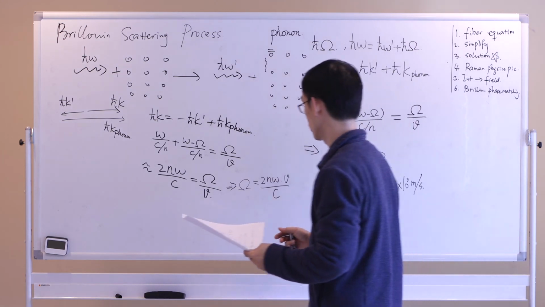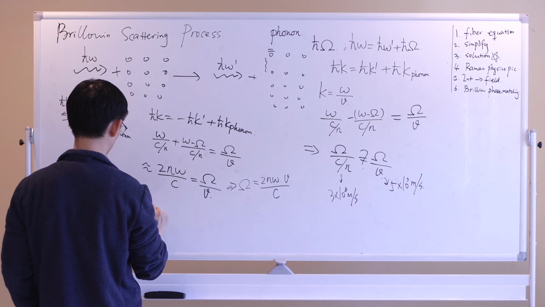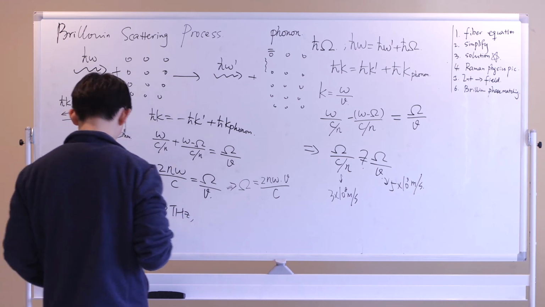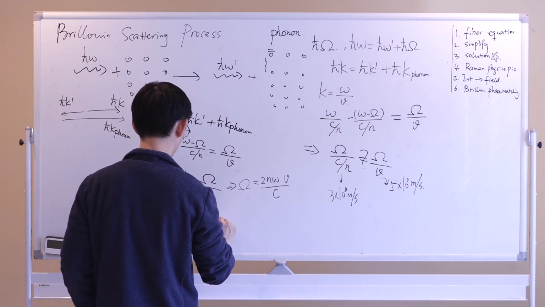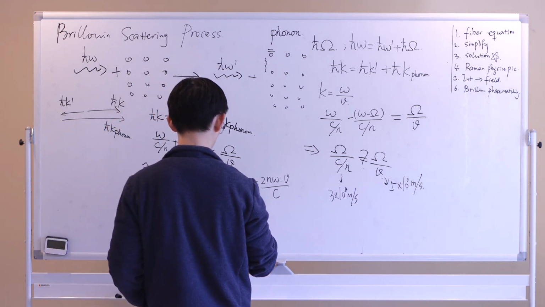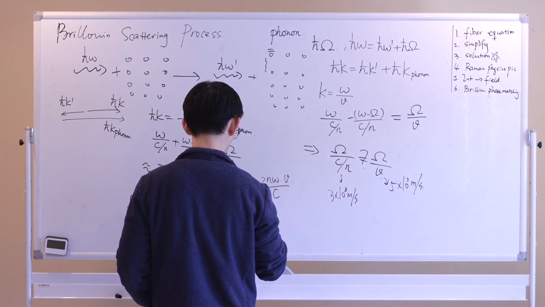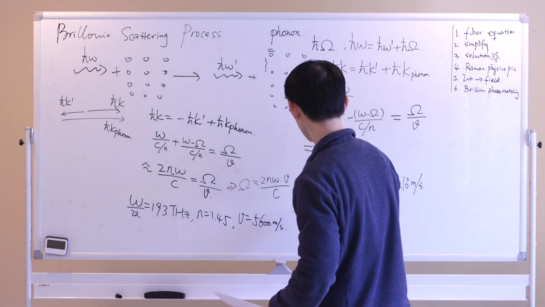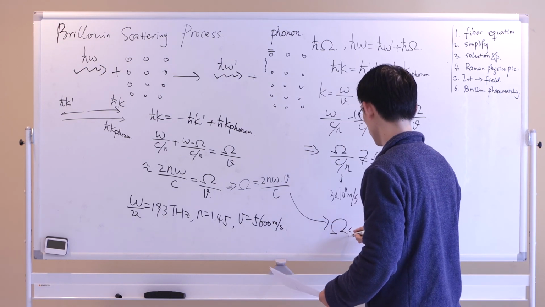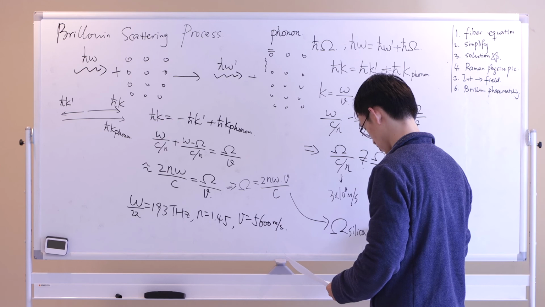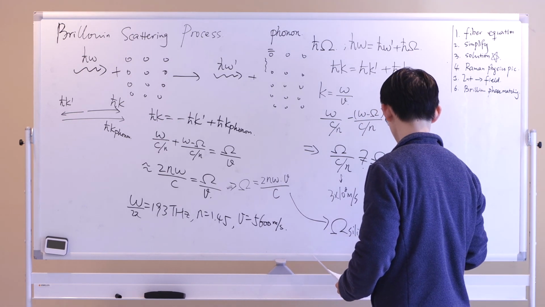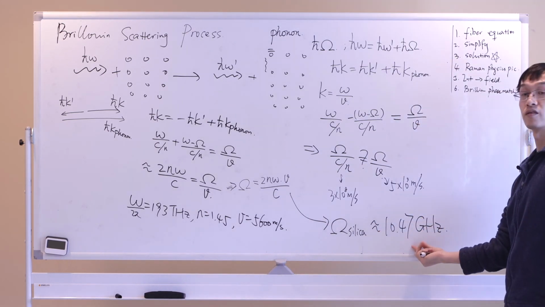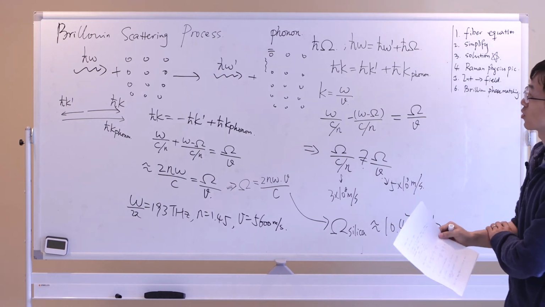If we use the fact that at 1550 nanometers, omega divided by 2 pi is 193 terahertz, and we use a refractive index of 1.45, and the speed of sound for silica is 5.6 kilometers per second, then capital Omega for silica will roughly be 10.47 gigahertz. So this is a relatively small frequency.